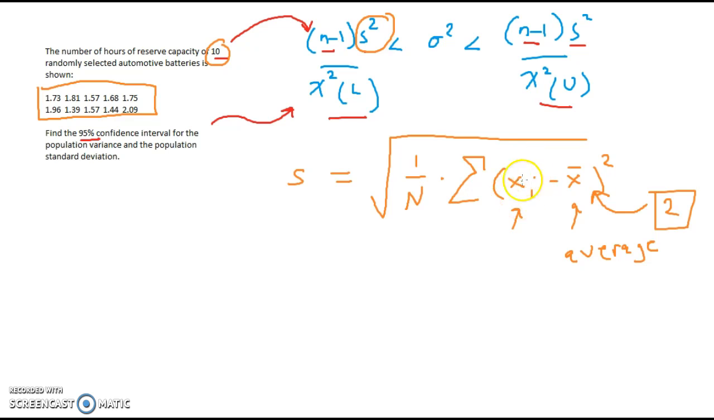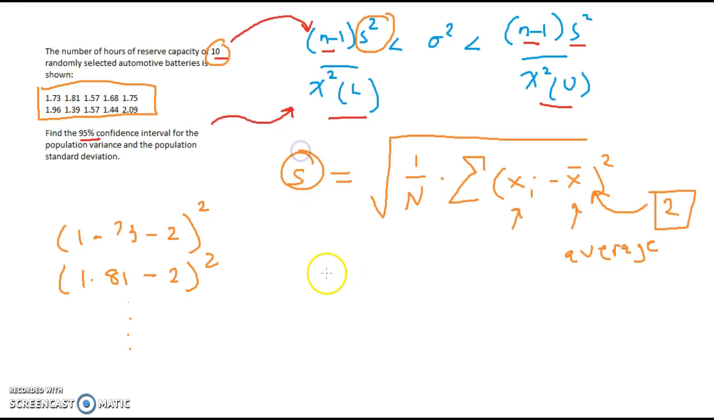But so we would just take every single data point, subtract the average, and square that. So, for example, pretending that our average is 2, it would be something like 1.73 minus 2, and then square that. And then we would keep going. We would do then 1.81 minus 2, and square that. And all of them. And then you'd add all of that up and divide it by, in this case, 10, right? Because n is 10. And then whenever you did all that, take the square root, and boom, there is your standard deviation. That's a lot of work to do by hand.